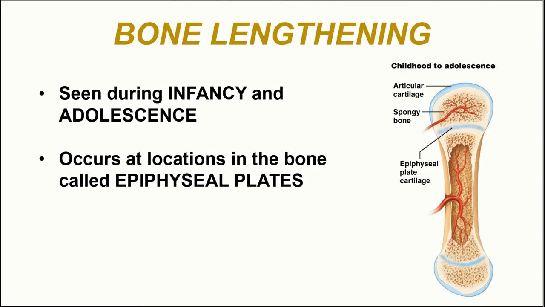So we've seen how bone tissue is formed. Now let's take a look at how bones actually go about lengthening once they're formed. Bone lengthening occurs during both infancy and adolescence. This bone lengthening stops at adulthood, which explains why we don't continue to get taller as we get past about 25 years of age or so. It occurs at locations in long bones, I should say, called the epiphyseal plates.